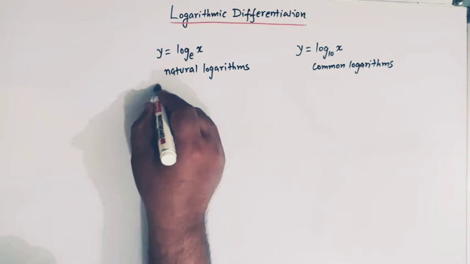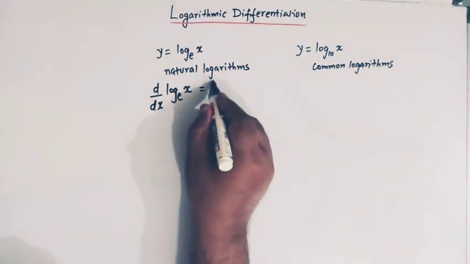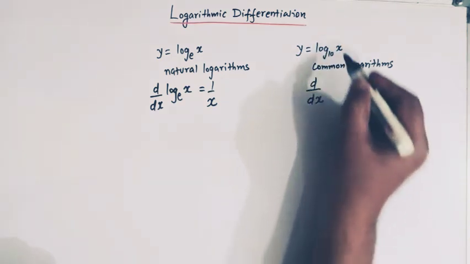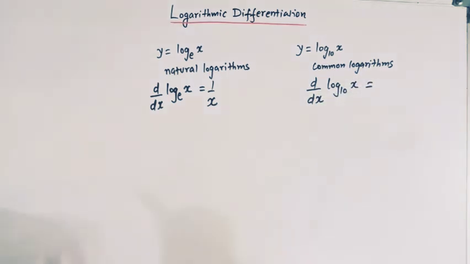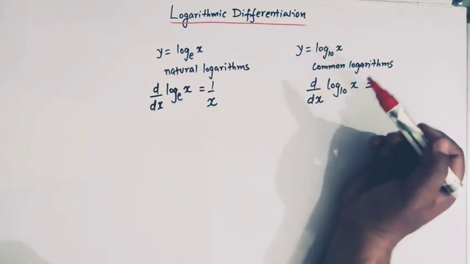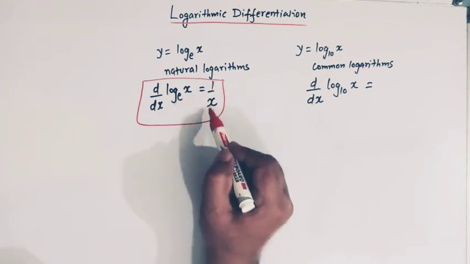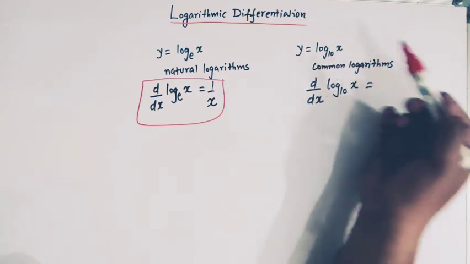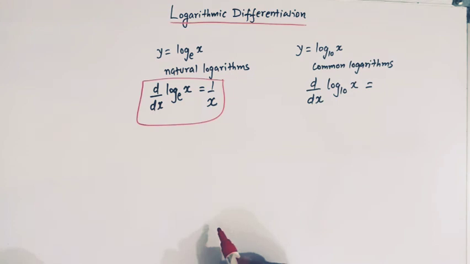We have already learned that the derivative of log x when the base is e is 1 over x. Now what about the derivative of this function when the base is other than e? Here we have to differentiate log x to the base 10. The derivative of log x to the base e is simply 1 over x, but if the base is changed to some other number, say 10, then the derivative of log x to the base 10 cannot be simply 1 over x.